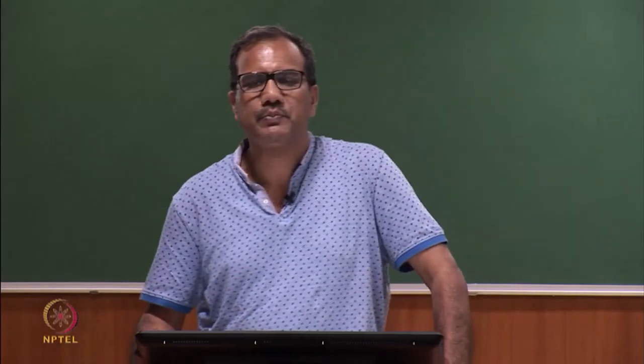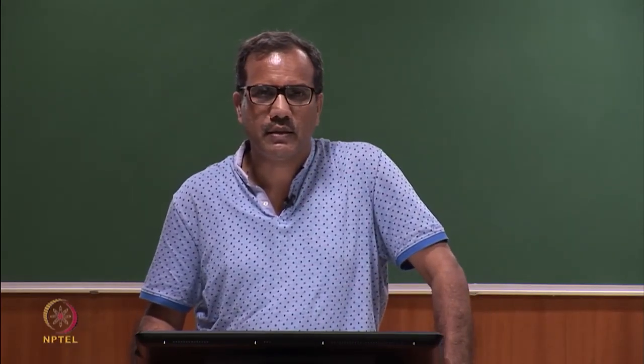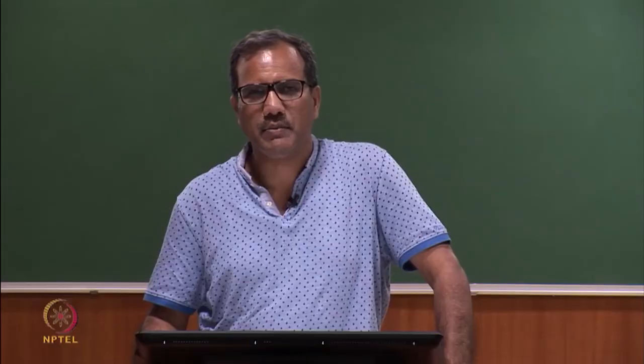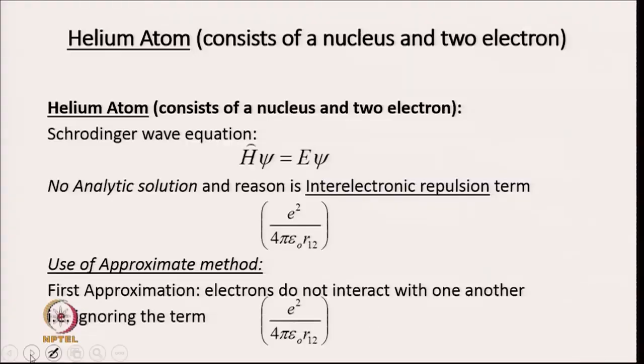Now I will discuss atoms having more than one electron, for example, the helium atom. So, the helium atom consists of a nucleus and two electrons. And if I try to solve the Schrodinger wave equation to get the energy of different energy levels associated with the helium atom, we will not be able to get an analytic solution, and this is because of the inter-electronic repulsion term.